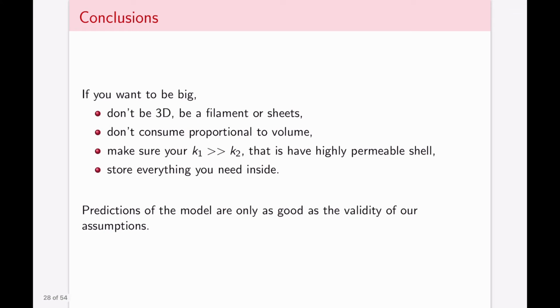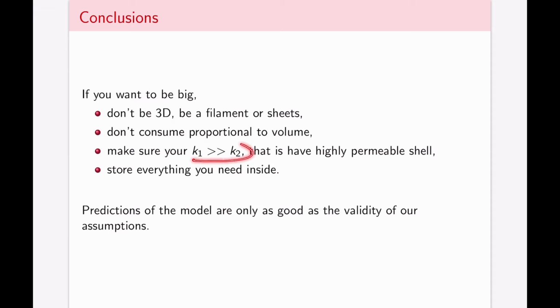The conclusions are, based on our assumptions, if you are a cell and you want to be big, there are a couple of things to do. First of all, don't be three-dimensional, be flat, like a filament or a sheet, like the various sea plants that we're used to seeing. The other thing is, of course, not consuming proportional to the volume, so maybe consuming in a more economical manner. The other thing that it does not say here is maybe don't absorb proportional to the surface area, much like the plant cells that keep some of their nutrients on the inside.